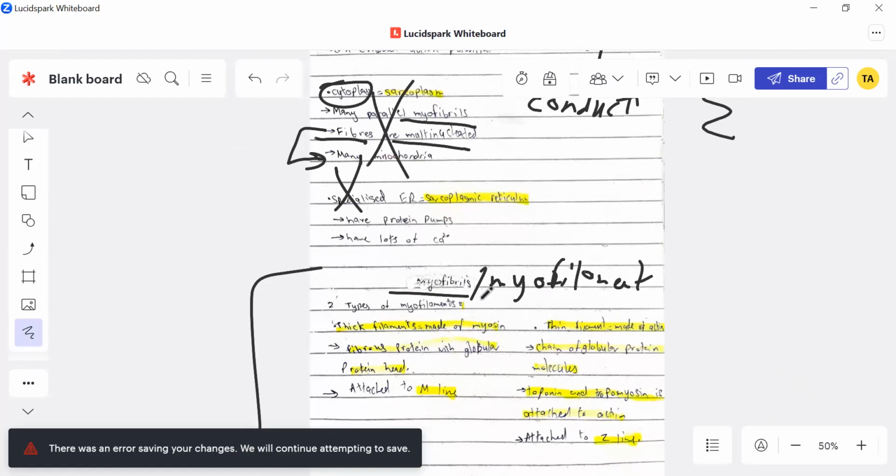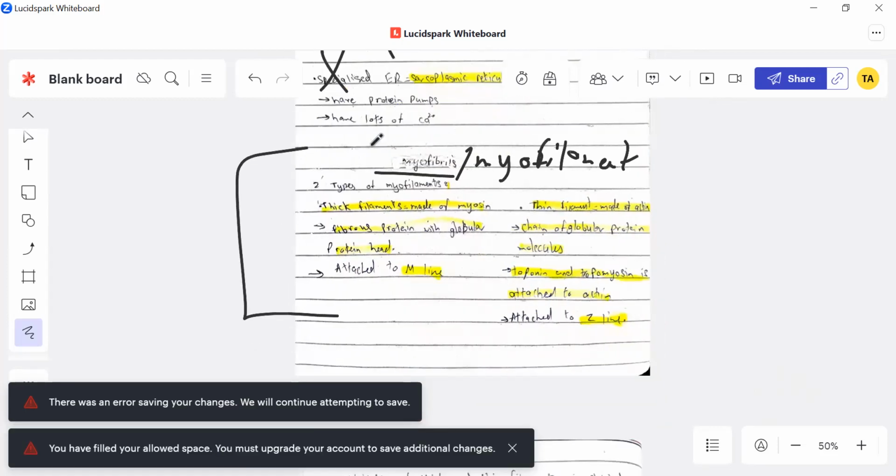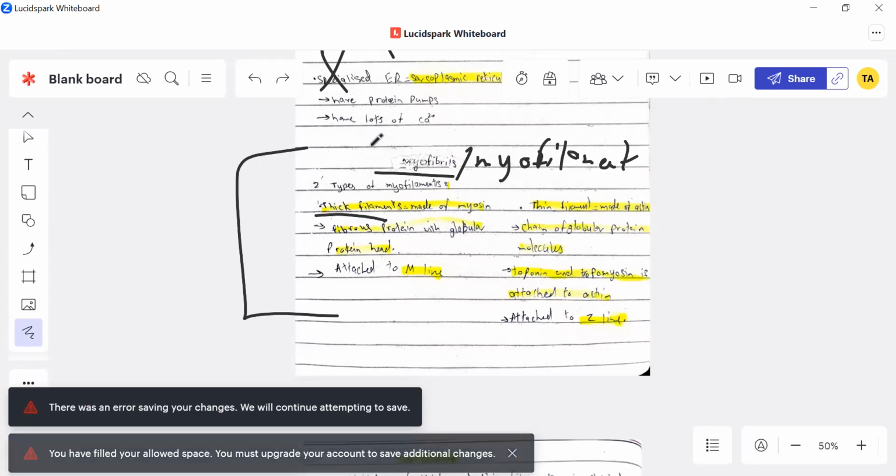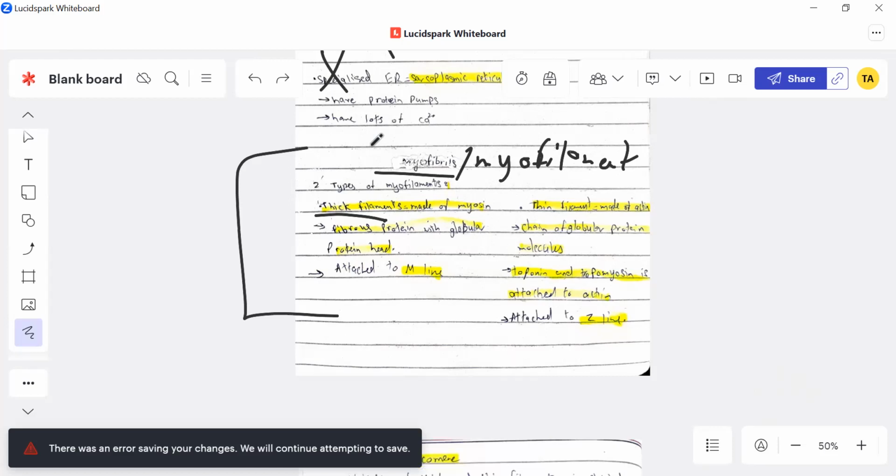This part you don't really need to know. So myofibrils, remember there are two types. There is the thick filament and the thin filament. The thick filament is made of something called myosin, and the thin filament is made of something called actin. And the thick filament is always attached to the M line. I'll explain what the M line is, but just for now, just know the thick filament is attached to the M line.